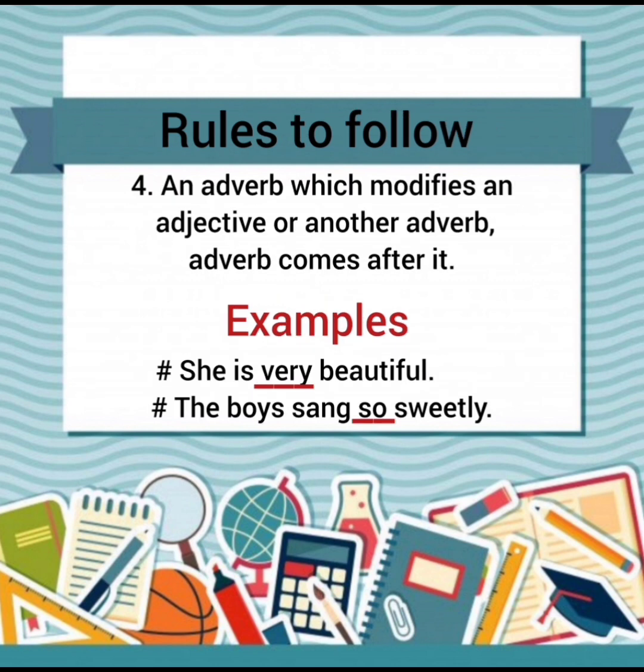Then the next rule is that an adverb which modifies an adjective or another adverb comes before it. For example, she is very beautiful. She is subject, is a main verb, and beautiful is an adjective. And very is used to modify this adjective beautiful, so it is placed before the adjective. The boys sang so sweetly. Sweetly already here is an adverb, and so is used to modify this adverb sweetly, so it is placed before the adverb sweetly.